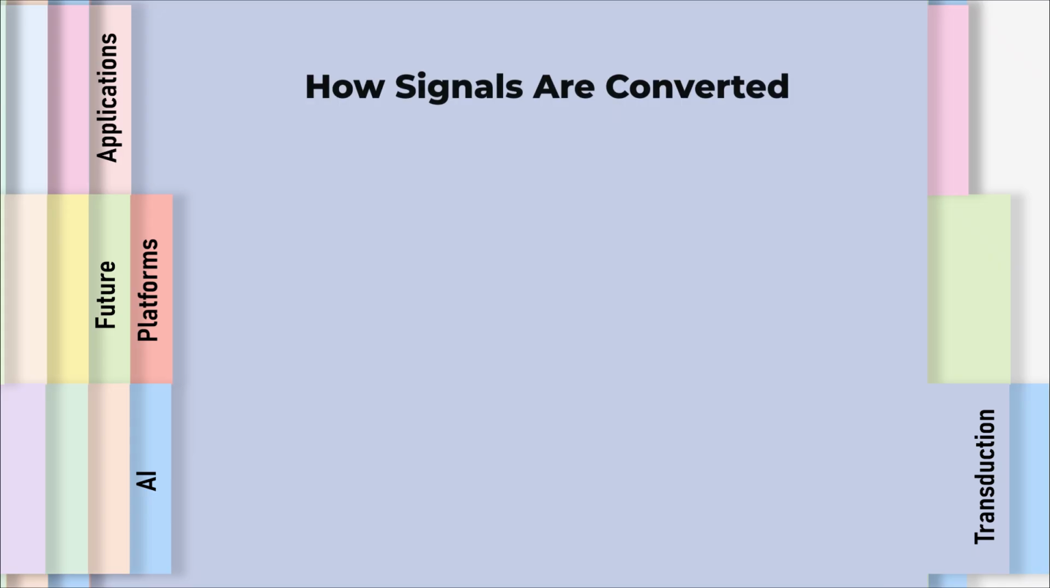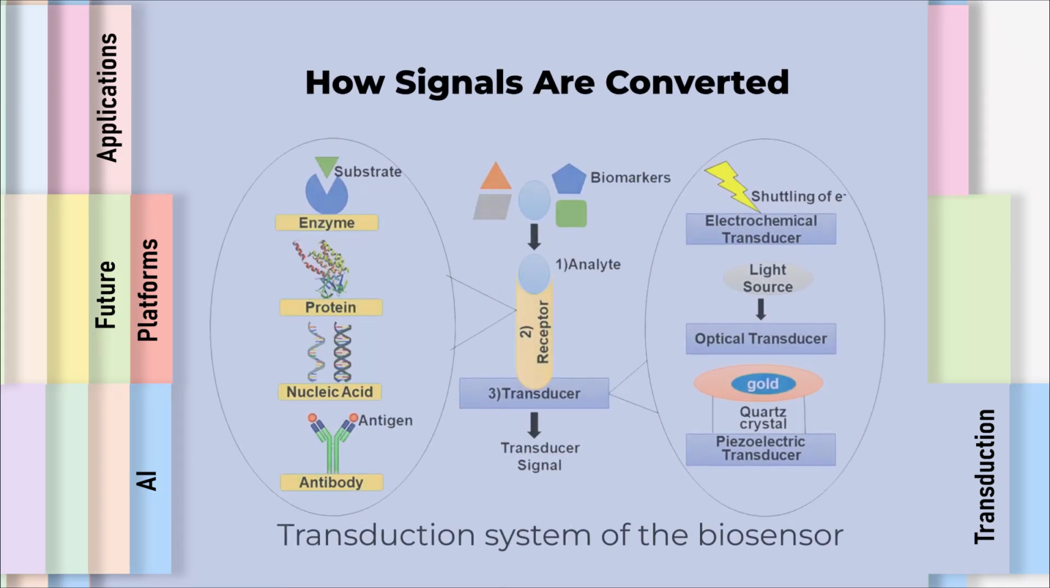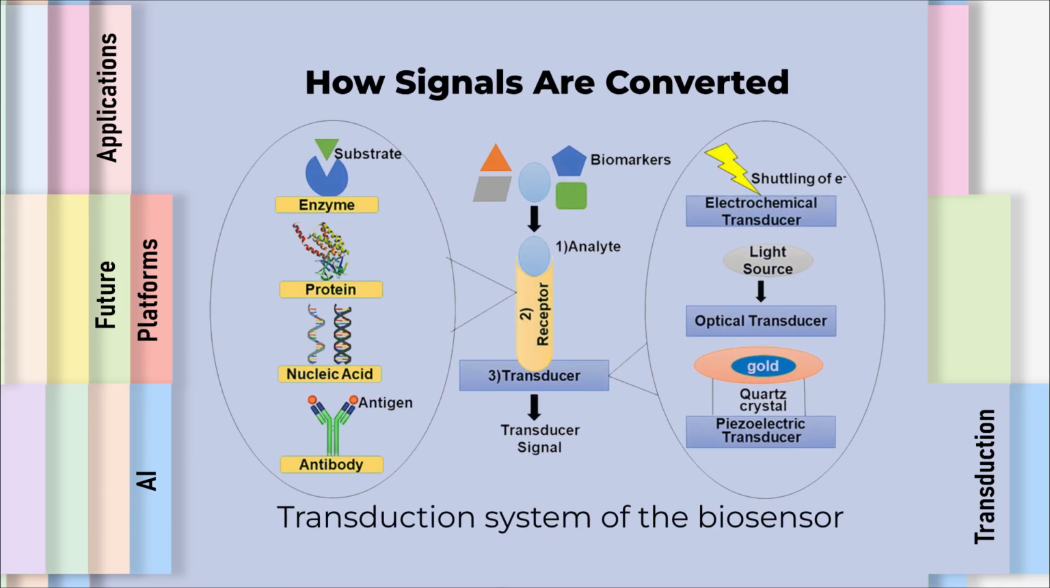How signals are converted. After recognition, the interaction must be converted into a measurable signal through transduction. Electrochemical biosensors detect changes in electrical properties. Amperometric sensors measure current produced by an electrochemical reaction. Potentiometric sensors measure changes in voltage. Impedometric sensors detect changes in impedance when the analyte binds.